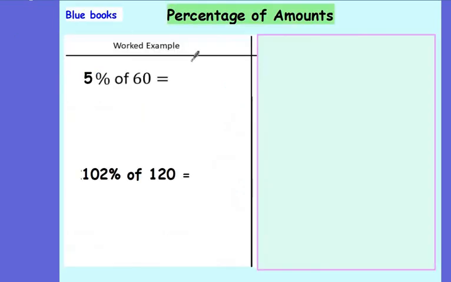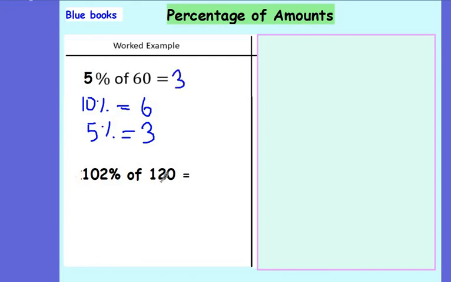Okay, continuing in our dark blue books, I'm going to go through a couple of examples and then you're going to do some examples. To find 5% of 60, we just said that 10% was 6, and for 5% we divided that 10% by 2, which gave us 3.